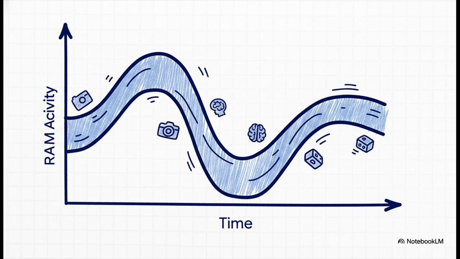Now, an edge AI device, that's not a sprint. Oh no, it's a full-on marathon. It's this relentless, non-stop river of data, from cameras, sensors, AI models, all flowing through the RAM constantly. It's under a heavy, sustained load all day, every day. And that, right there, changes everything.